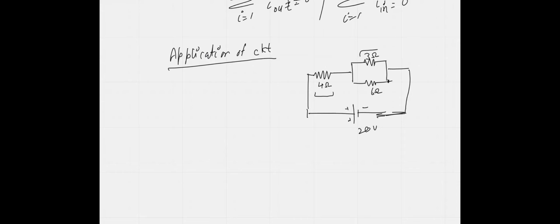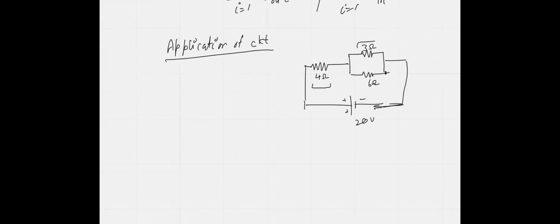If I ask you what is the equivalent resistance of this circuit, for this one it is in parallel, so you will say 3 into 6 by 9. This comes out as 2. Then 2 plus 4, the total resistance is 6. So I comes out as 20 by 6, which returns 3.33. That's correct, that is fine.